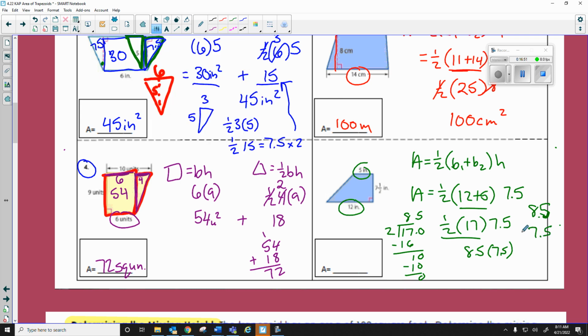Times 7.5, and let's multiply 5 by 5. 42, 0, 35, 56, 59. Add that together. Sorry, my handwriting is a little rough there. 63.75 square inches. That is our answer.